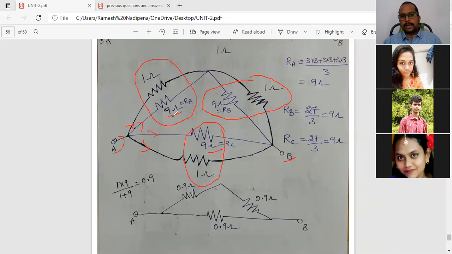So 1 parallel 9. Product by sum: 1 into 9 by 1 plus 9. That is 0.9 ohms. Right, that is 0.9 ohms. Here also 0.9 ohms.